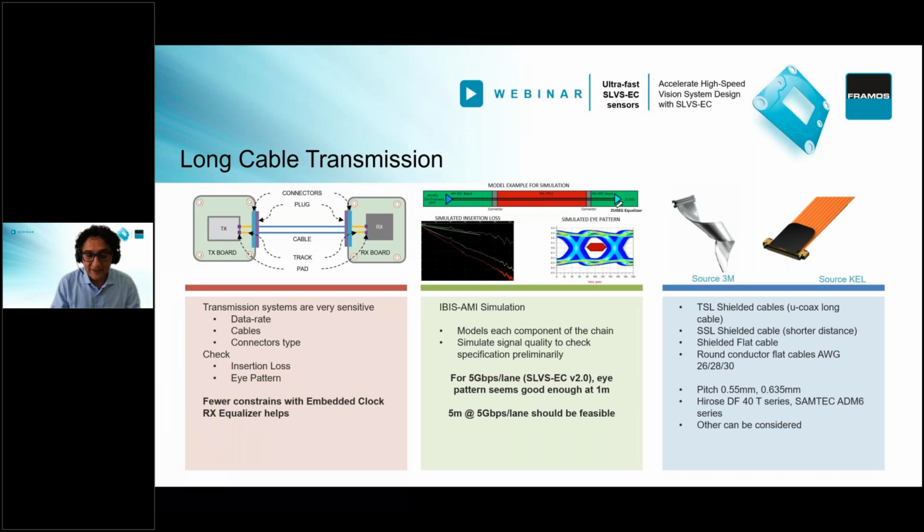What we have seen is that 1 meter at 5 gigabit per lane seems good enough. Maybe this also depends on the application. Even 5 meters could be feasible. This must be simulated, and the simulation can consider different types of cables. So here you see some examples of cables that you can use. TSL are very nice for long transmission, and SSL and others can be simulated depending on the real case scenario.